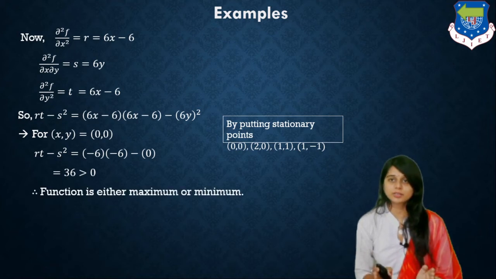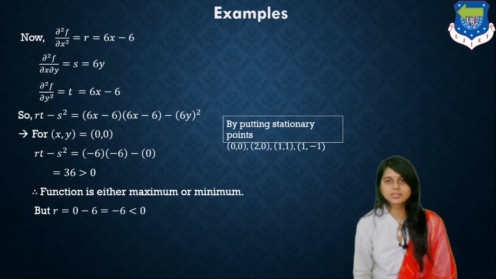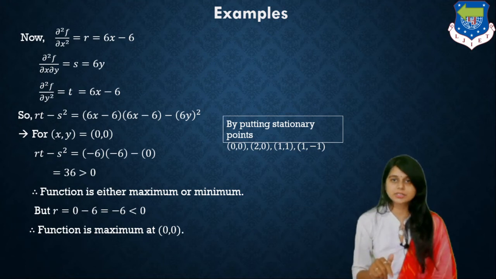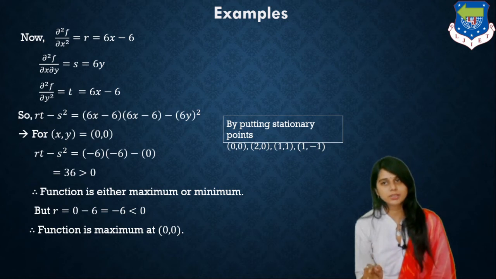The function is either maximum or minimum, but r at (0, 0) is less than 0, so the function is maximum at the point (0, 0). See, we take the condition if rt minus s square is greater than 0, in that case r is less than 0, then the function is maximum.